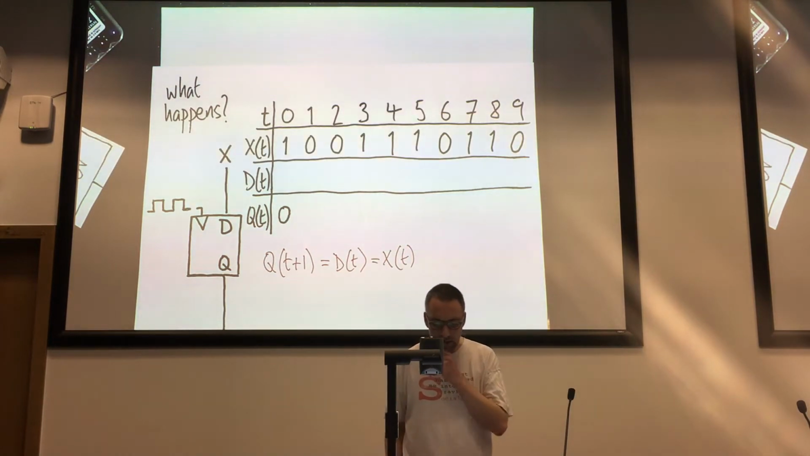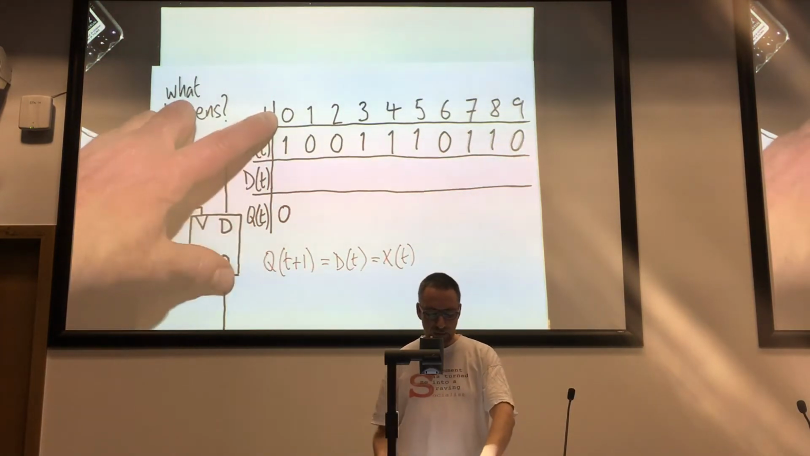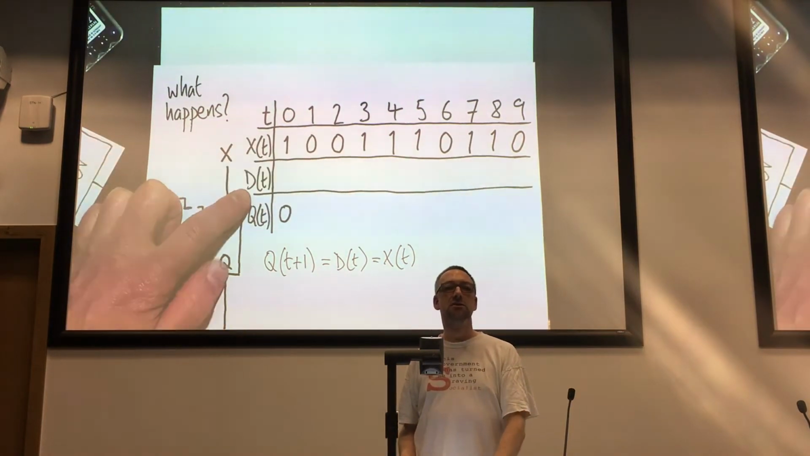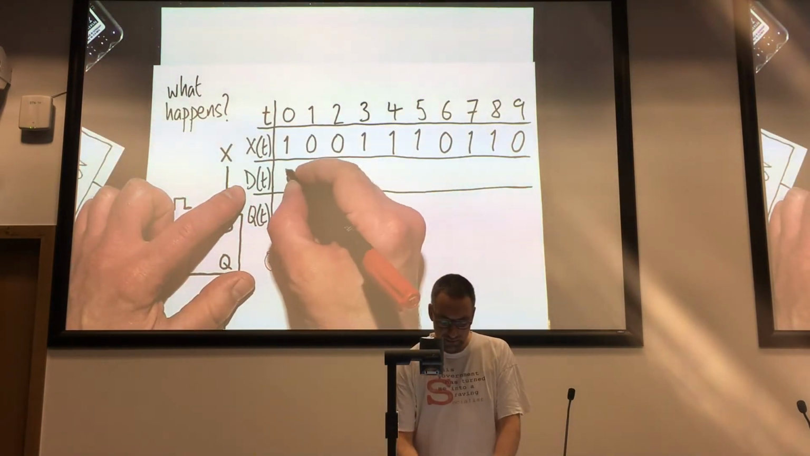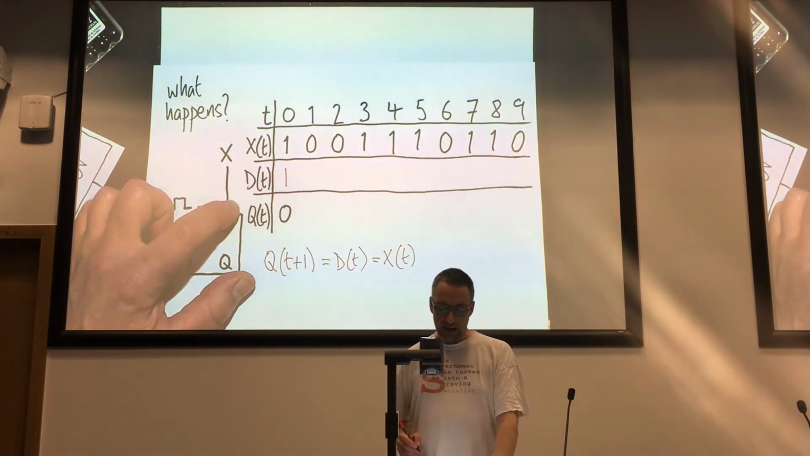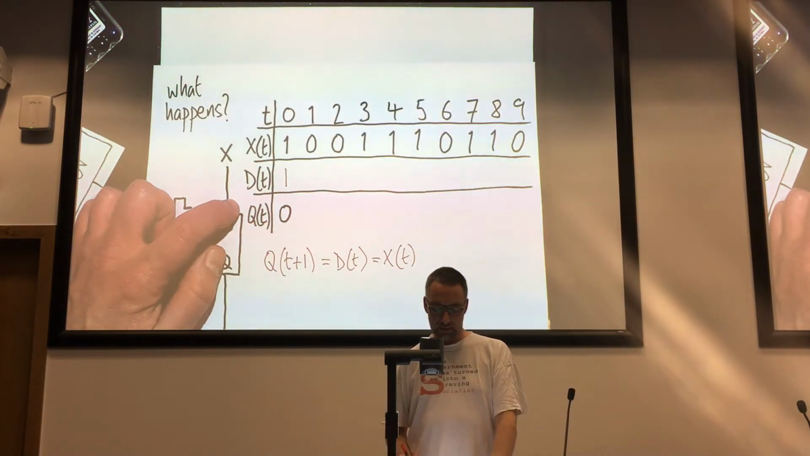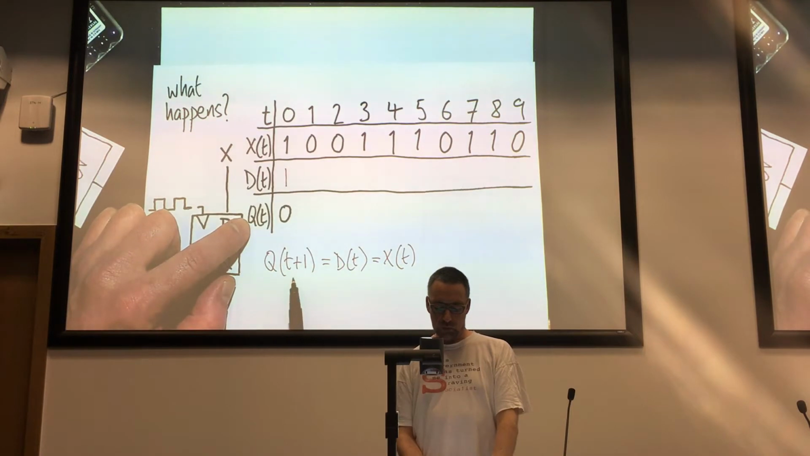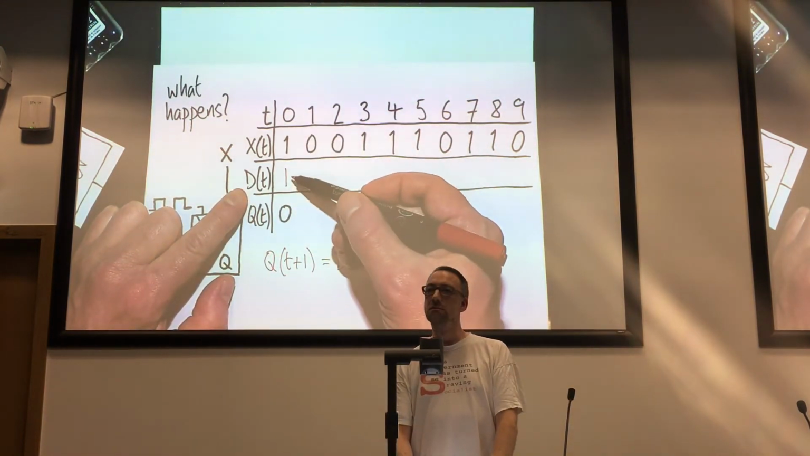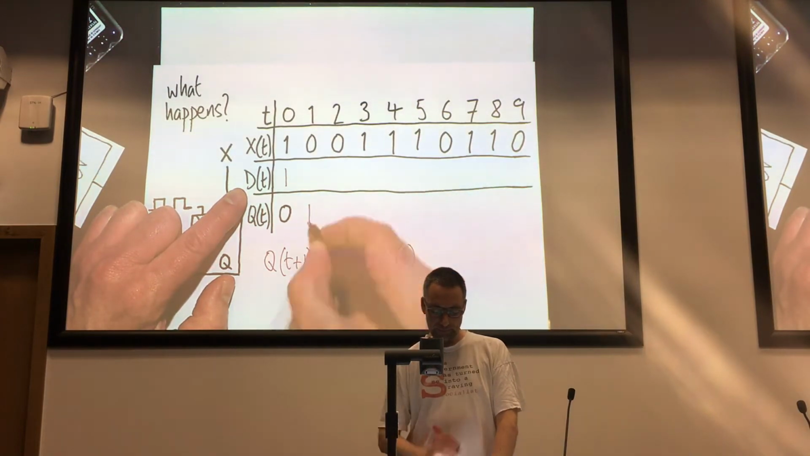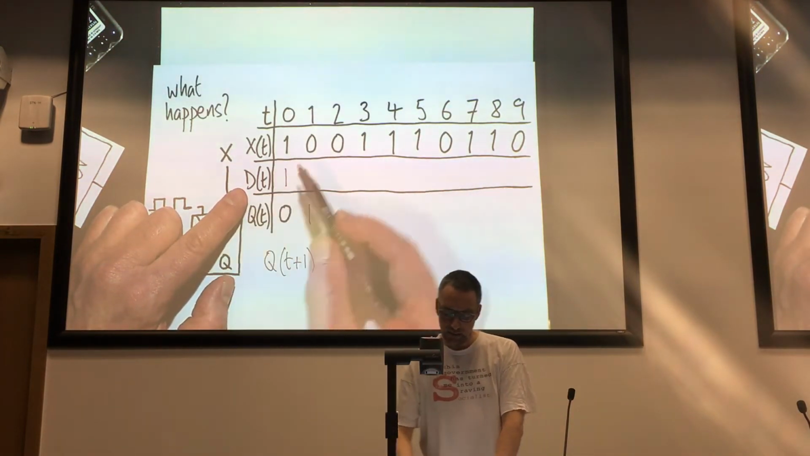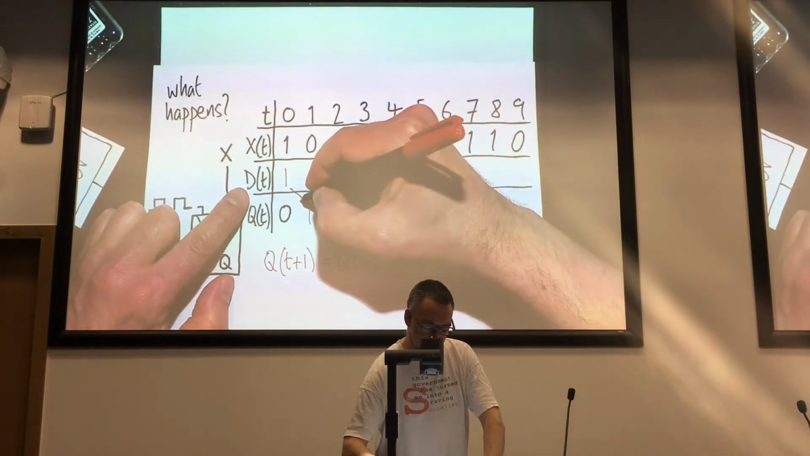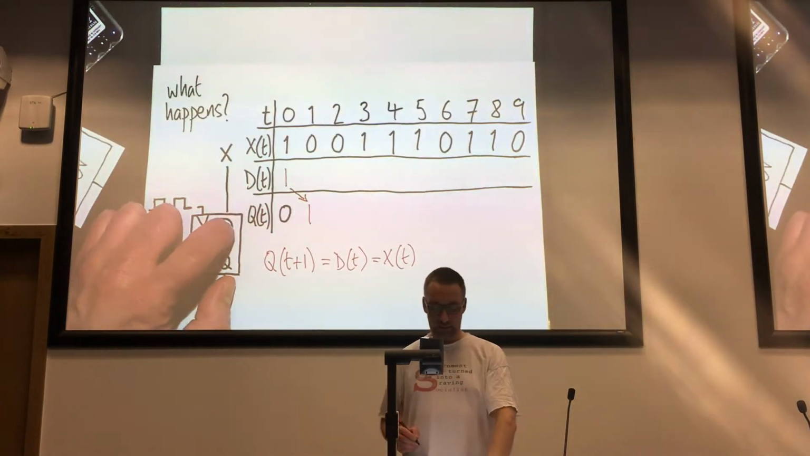Let's do this one together. So at time 0, X is 1. So what's D? Also 1. So at time 1, what will Q be? Well, Q of t plus 1 is D of t, so in particular, Q of 1 is D of 0. And we know D of 0, so it would be 1. That's to say, the value that came in at time 0 comes out at time 1.